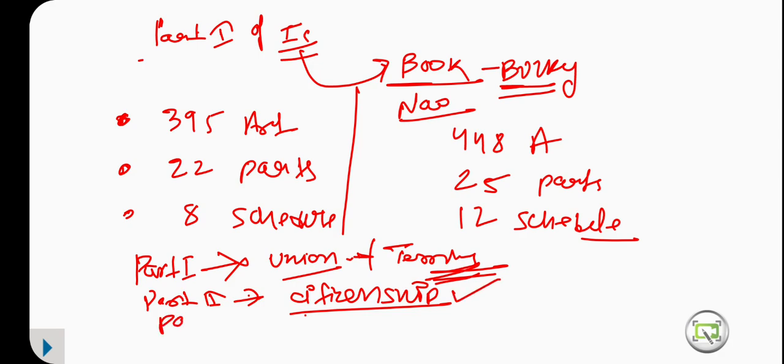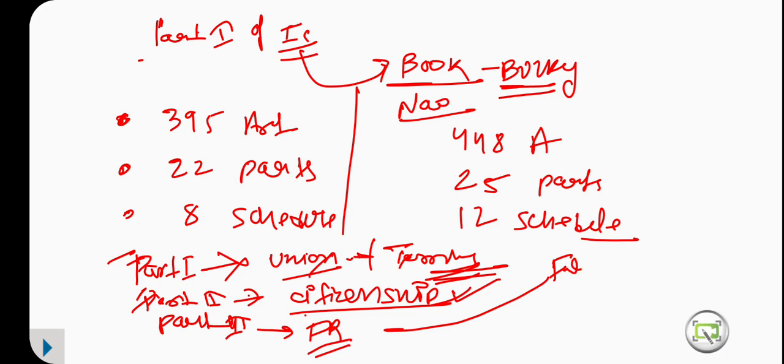If you look at Part 3, it deals with fundamental rights. Indirectly I want to say that these parts are made only for the convenience of studying the Constitution. Part 1 talks only about the Union and its territory. Part 2 talks only about citizenship. Part 3 talks about fundamental rights. Part 4 talks about the DPSP, the Directive Principles of State Policy. Part 4A talks about the fundamental duties.